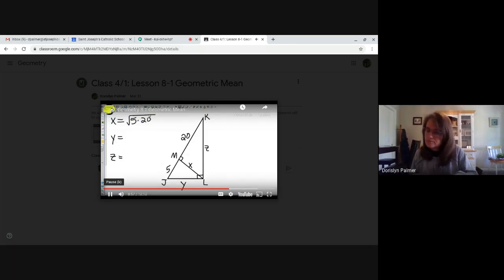This kind of looks familiar. I believe this was the example that I did. Obviously, the square root of 5 times the square root of 20 is the square root of 100. So x equals 10. I'm going to clean it up and put it over here. Okay, x equals 10.